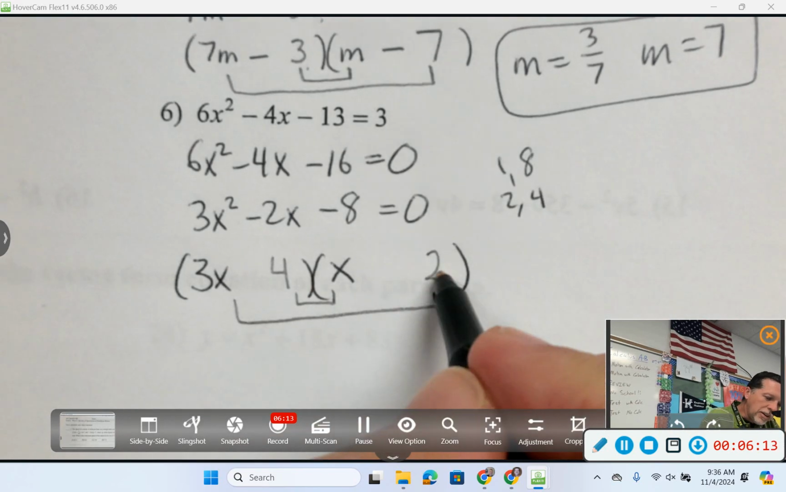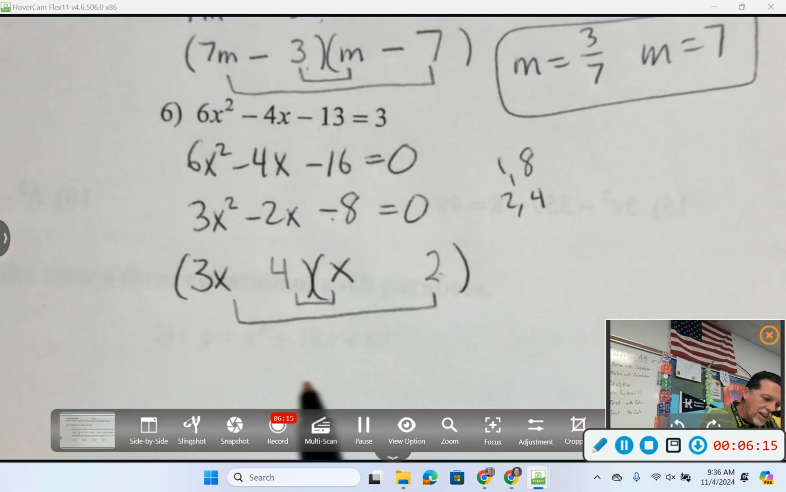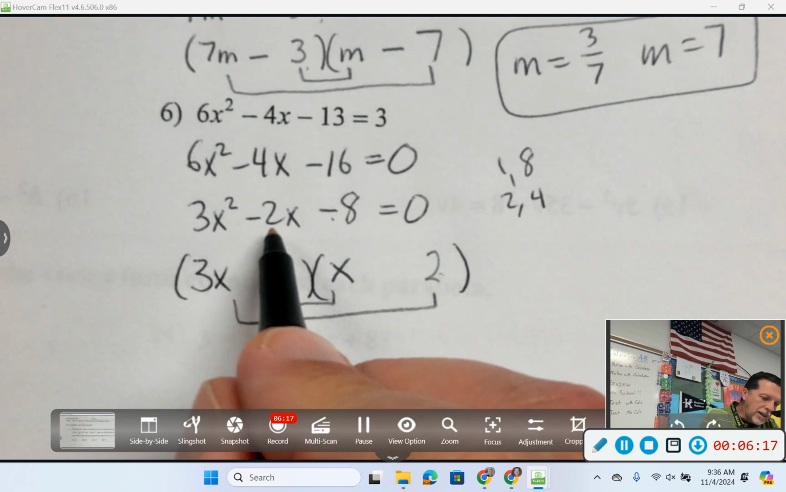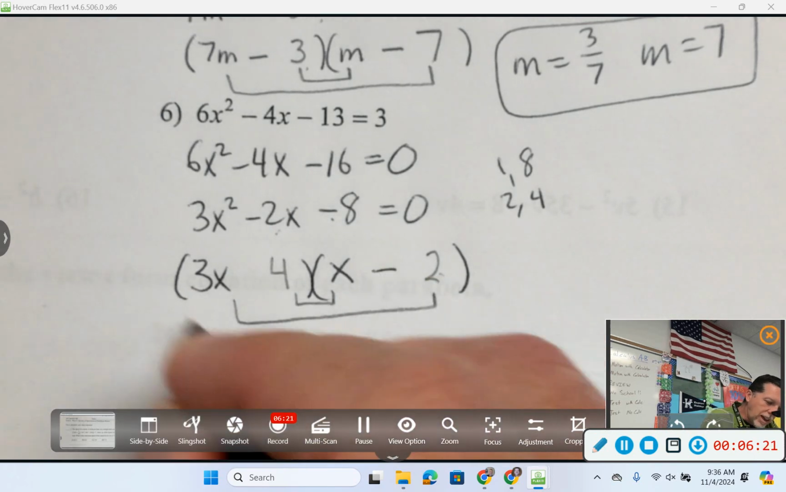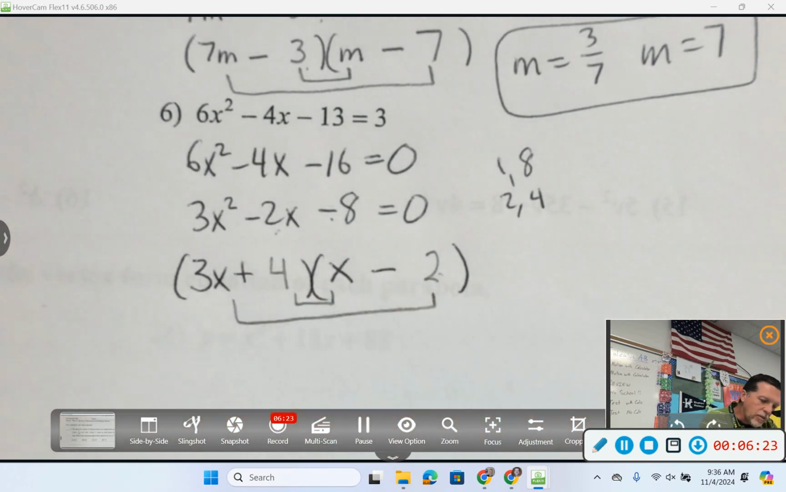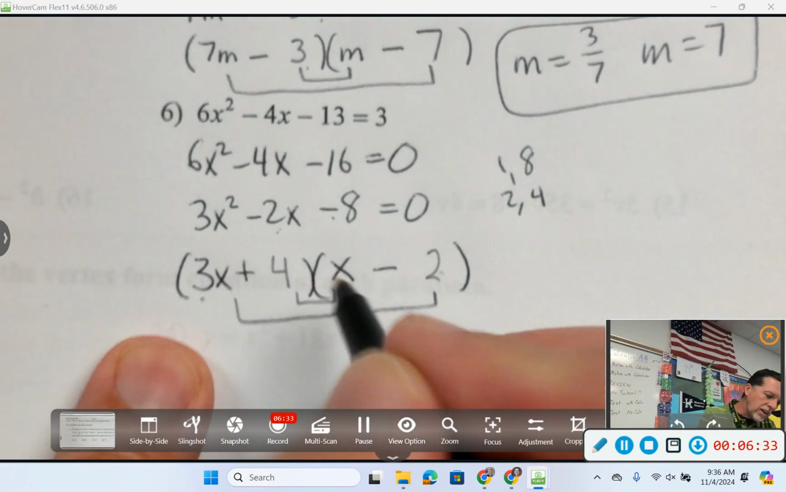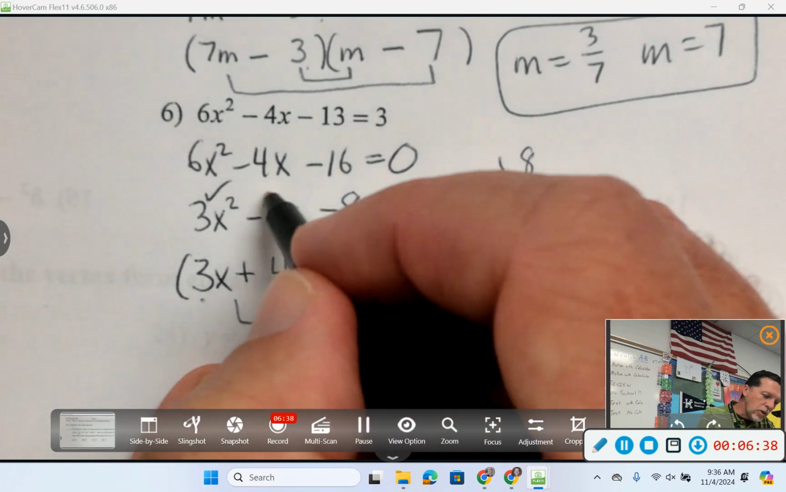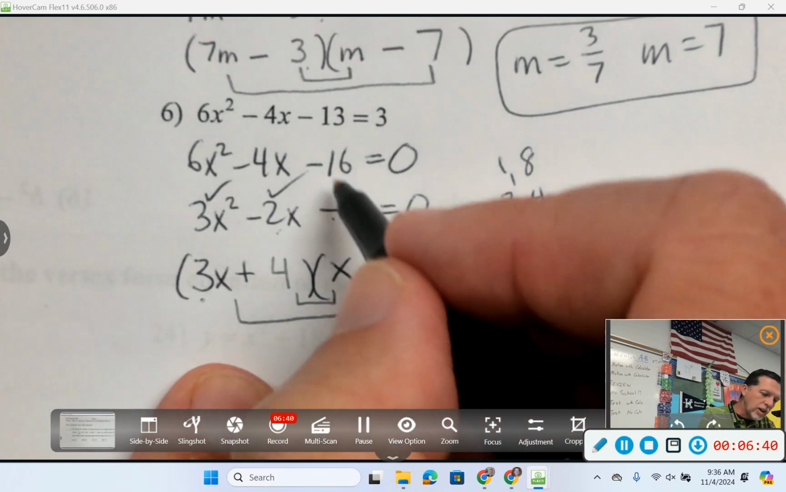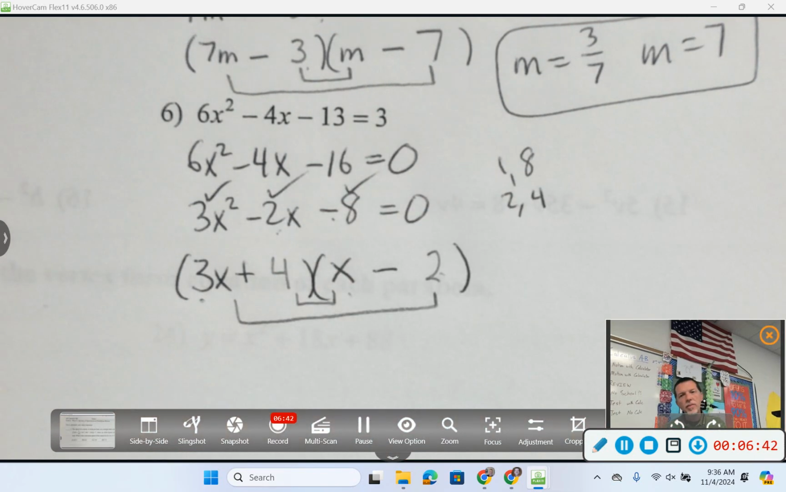Let's see, they need to be different signs to get to negative 8. And I need the bigger one to be negative so that my add goes to negative 2. So negative 6 plus 4 would be negative 2. And you guys know that if you want to check your factoring, you multiply it back. 3x times x is 3x squared. Negative 6x plus 4x makes negative 2x. 4 times negative 2 is negative 8.